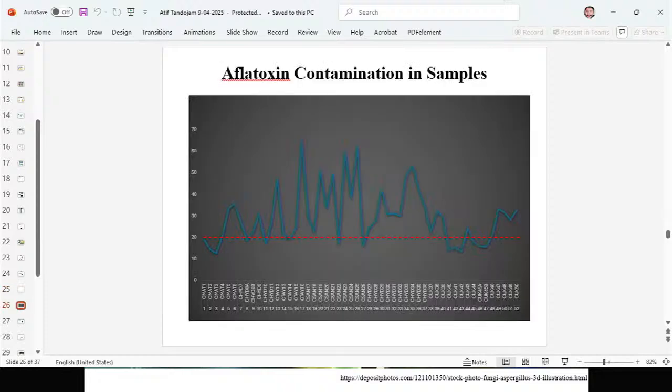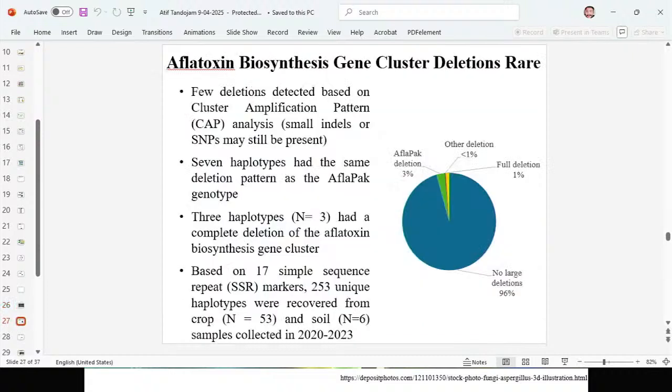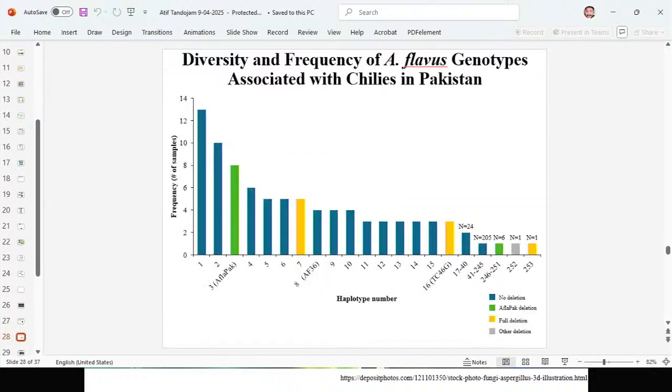Next please. In 2019-20, when I visited this area of Sindh, I collected 52 samples, and you can see that out of 52 samples, more than 38 had an aflatoxin concentration above the regulatory limit, that is 20 parts per billion. Next please. We have identified a few atoxigenic strains. This is just a summary. Based on simple SSR markers, we have identified these strains. Next, please. This is the same.